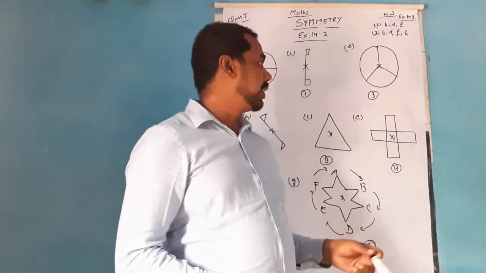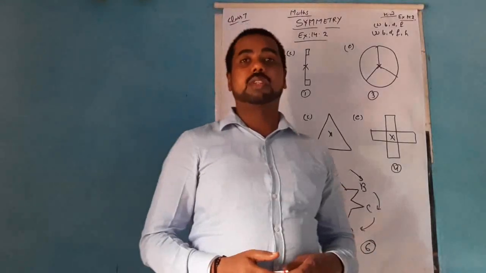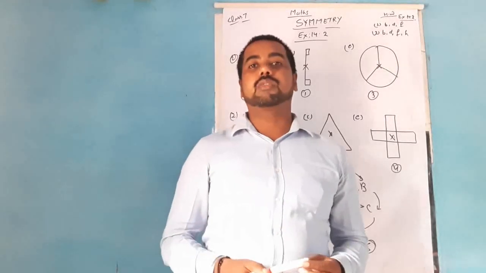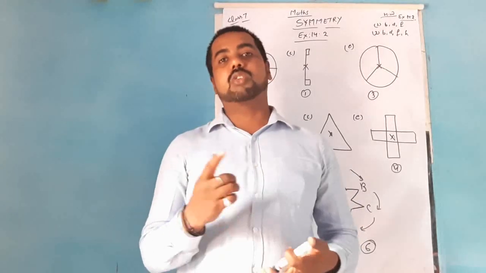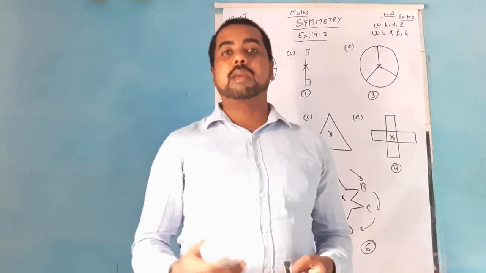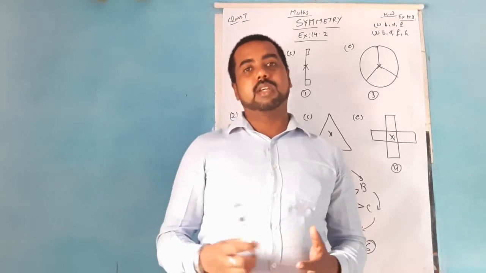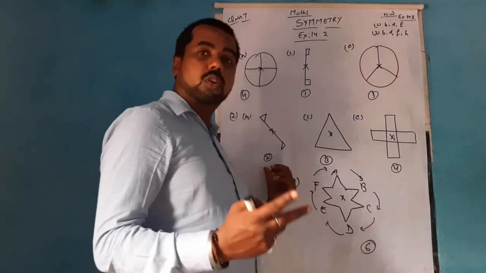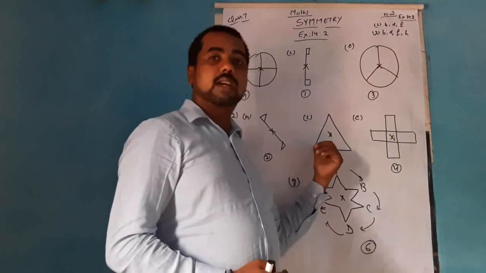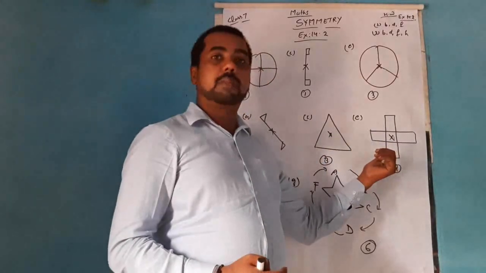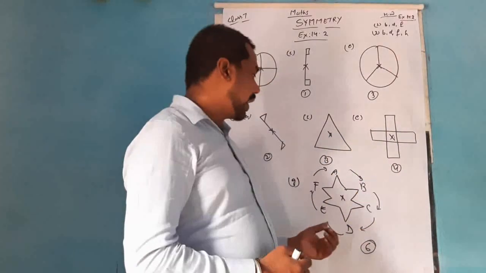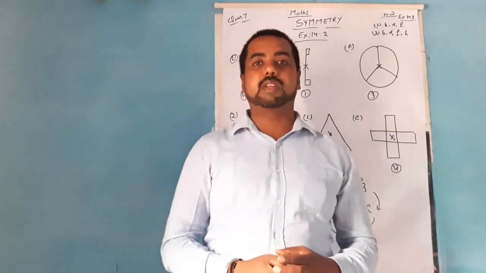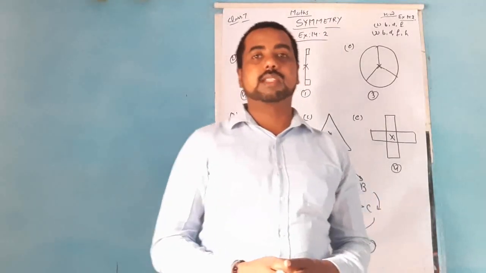So here you have seen that according to the objects given there, we tried to find out that in a complete rotation of 360 degrees, the number of times an object comes to its original place gives the order of rotational symmetry, where the first figure gives 2 orders of rotational symmetry, the triangle has given 3 orders, the plus sign has given 4, and now the star, the last one, has given 6 orders of rotational symmetry. So this is all for the second exercise.